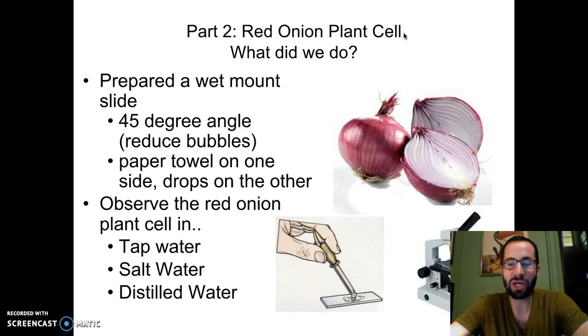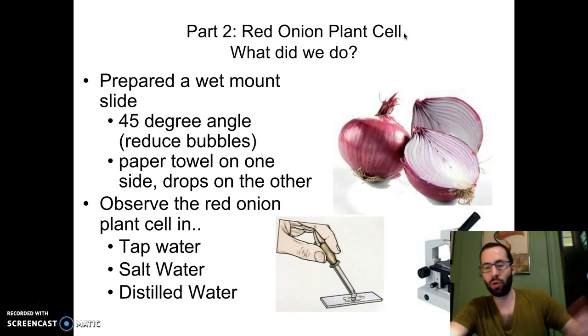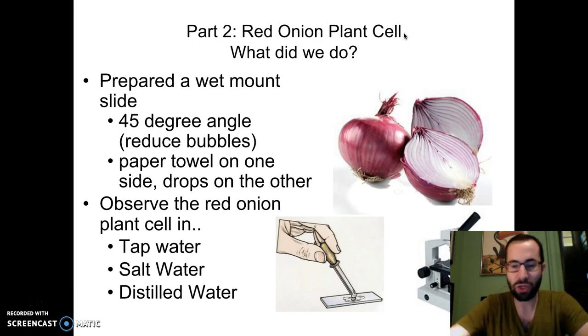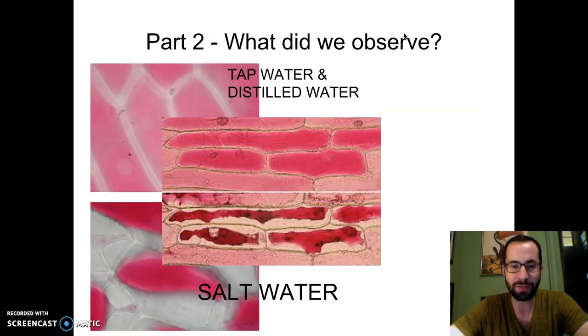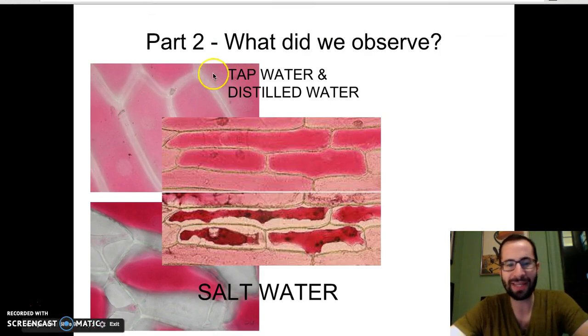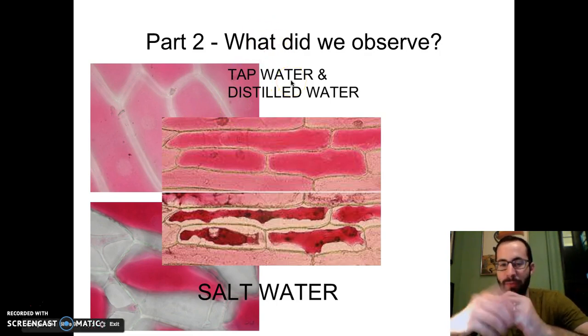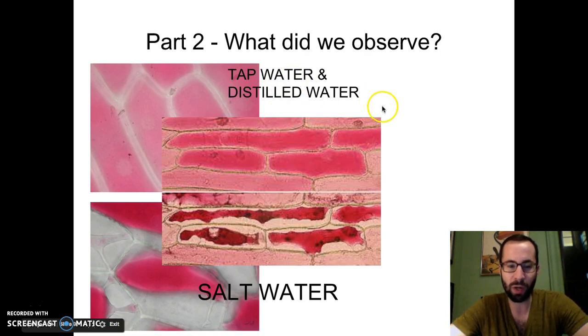You initially started with tap water, then you added salt water using the paper towel on one side, and then you added distilled water, right? And you should have observed some changes in the cells. Basically, when you're looking at tap and distilled water, the cells looked more or less normal. However, it was a little harder to see, but tap water cells are not as plump or as full as they are when you use distilled water. But salt water is very, very clear here.